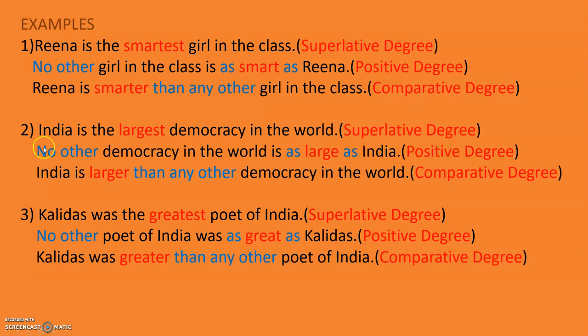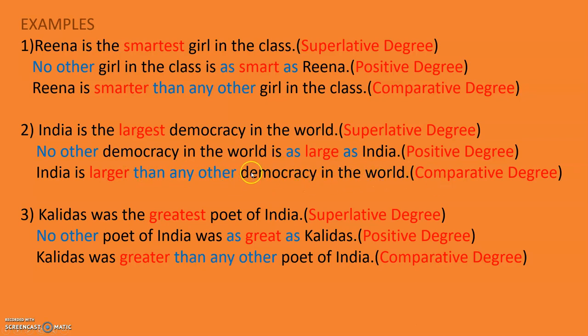You see the words there, no other is very important. You've seen in the earlier example also it's coming, no other, and as on both sides of the adjective. So as large as, very important here. These things are important. This is positive degree. Then comparative, how will you write? India is larger because it's largest. So large, then larger, ER. Larger than, this word is important, than any other democracy in the world.